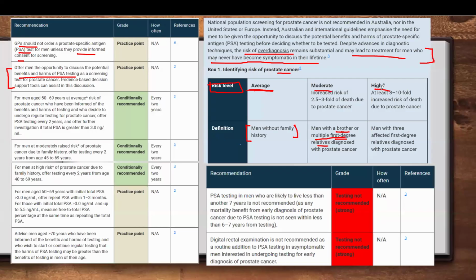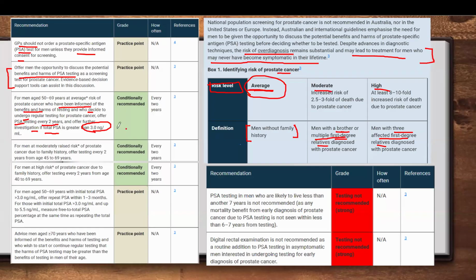High risk would be someone who has three or more affected first degree relatives. Now, for the average person who does not have any family history, and who has been informed of the risks and benefits, if they decide to undergo the testing, then we can offer PSA testing every 2 years. Further investigation, that is the total PSA, will be done if it is greater than 3. Most likely this is our case here.